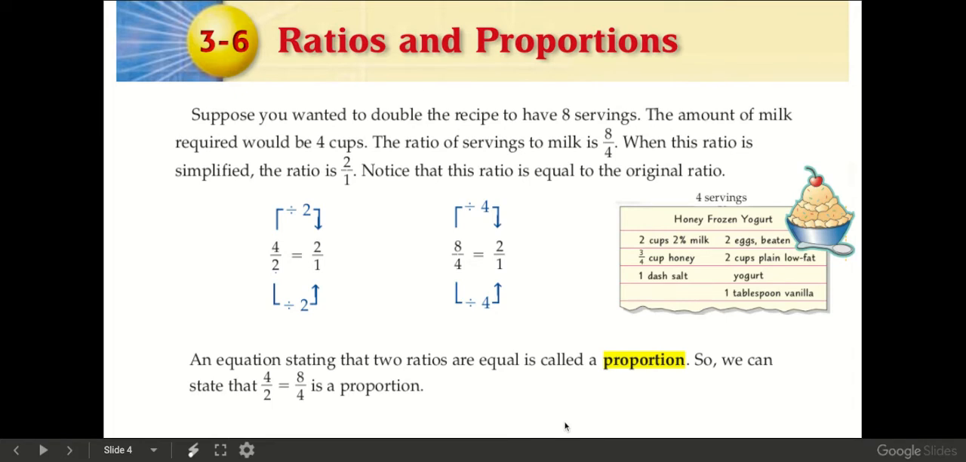An equation stating that 2 ratios are equal is what's called a proportion. Each individual fraction here is a ratio, and when 2 ratios are equal to each other, that is what is known as a proportion. We can state that 4 over 2 equals 8 over 4 is a proportion because both of those fractions are equal to each other. They both equal 2 over 1.